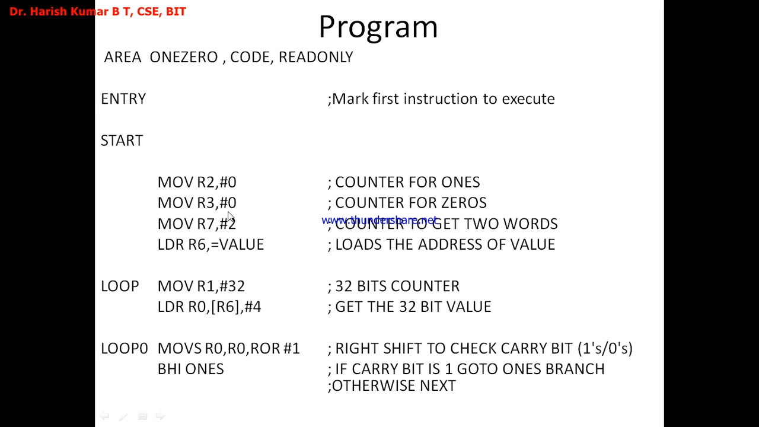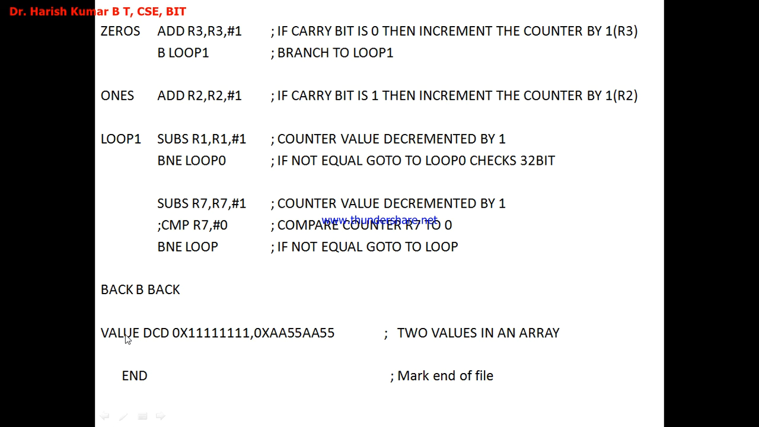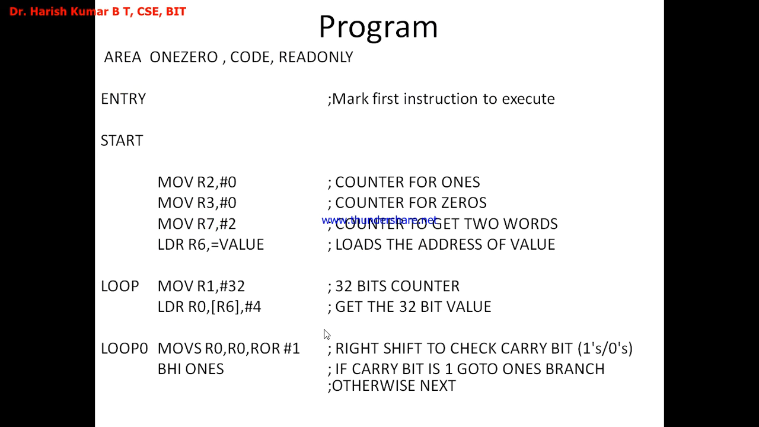Now this R7 is holding the number of consecutive memory locations from where you're counting the number of zeros and ones. And now R6 is equal to value. Value is the memory location which is present inside the code region only, holding those two memory addresses here. Value DCD, these are my two numbers, two consecutive memory locations. Now R6 gets the starting address of my value, and then I'm loading R1 with 32, because I have to repeat this loop 32 times to count the number of zeros and ones, and I do it one word at a time.